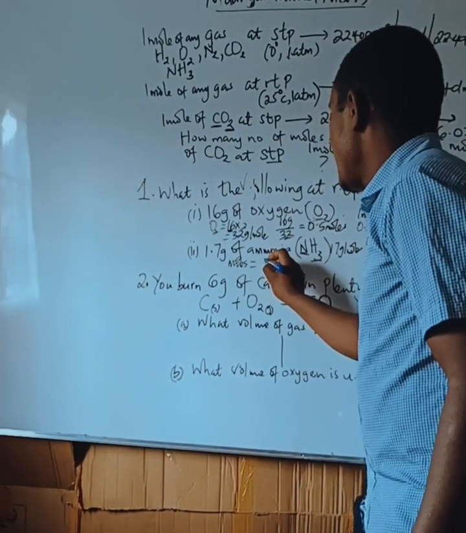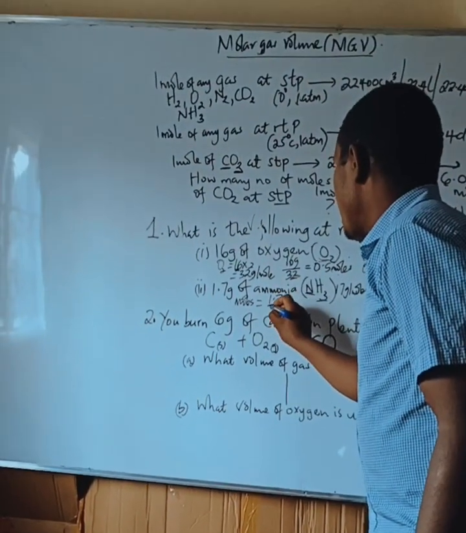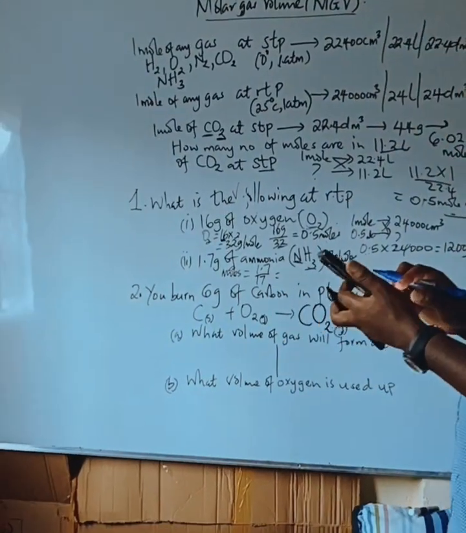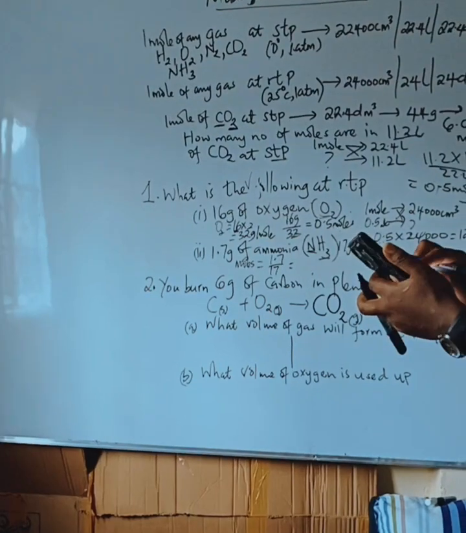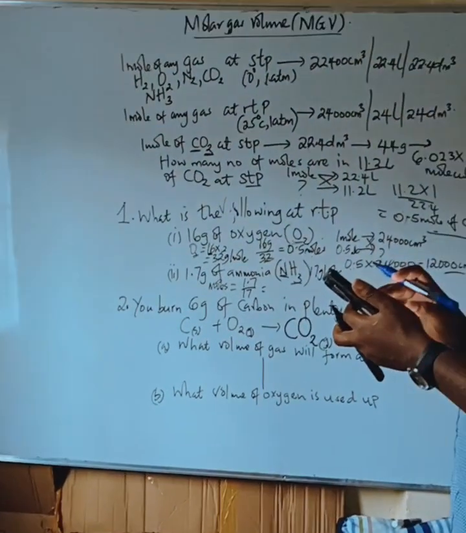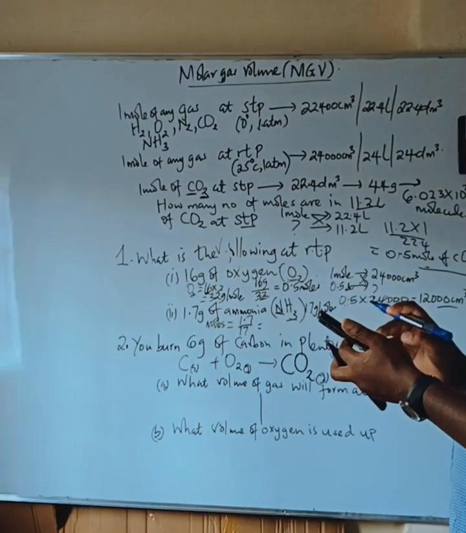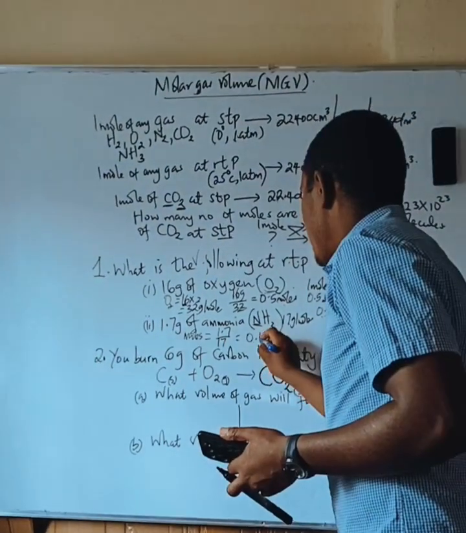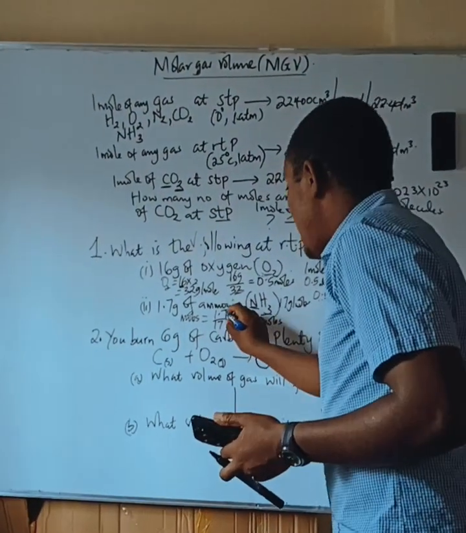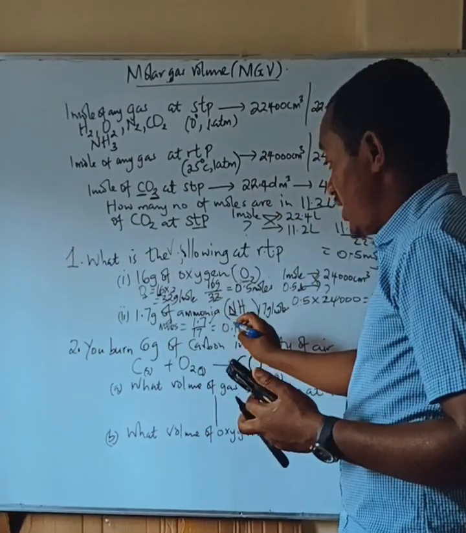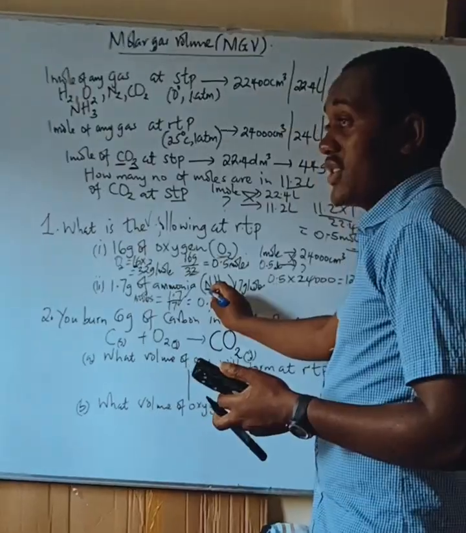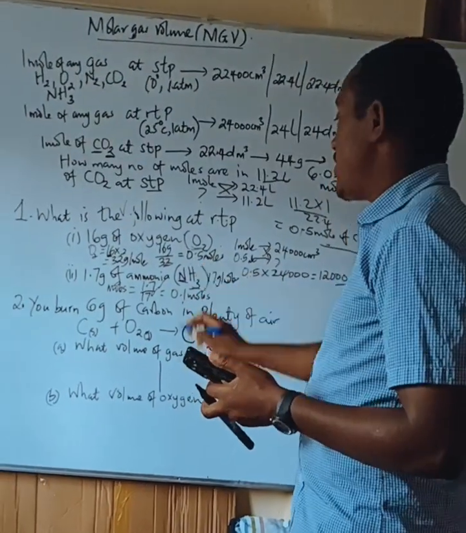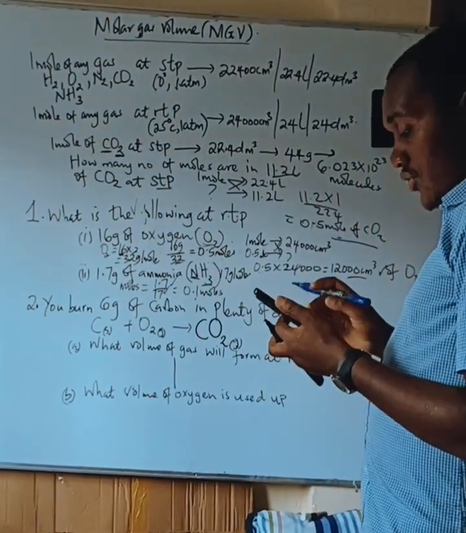Finding moles will be 1.7 divided by 17. 1.7, because that is the mass that is present, divided by the molar mass, which is 17, you get 0.1 moles. This is mass over molar mass. Mass we had is 1.7 and molar mass of ammonia is 17, because nitrogen is 14 plus 1 times 3 is 17. You get 0.1 moles.